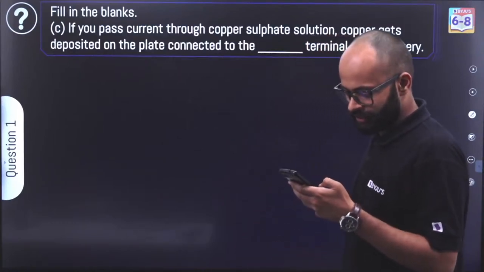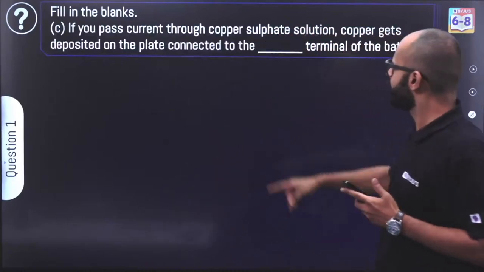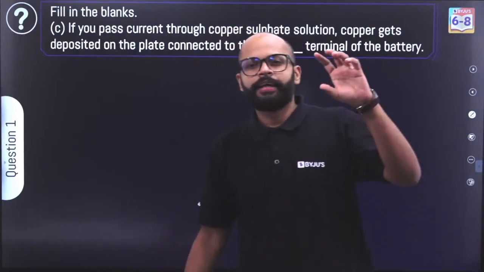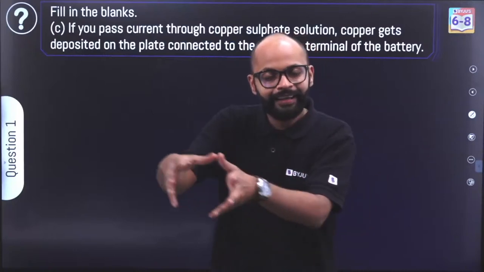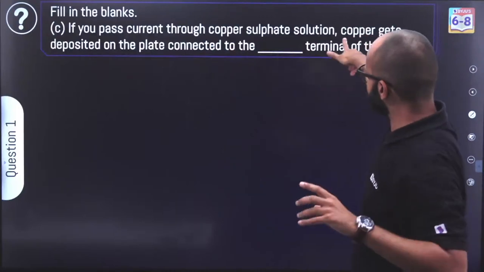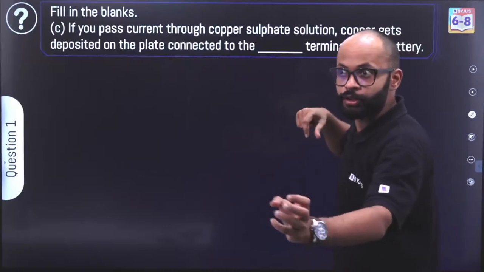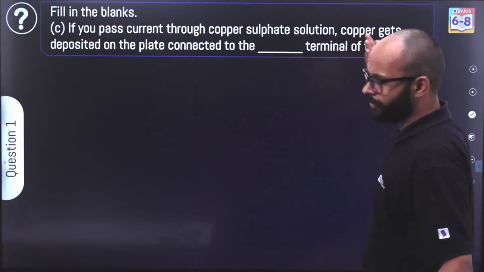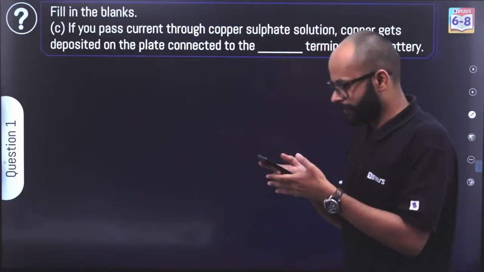Yes. Yeah, come on. Positive. Very good. Fine. Positive. Because, see, we have learned about electroplating. What happens in that? Metal from the negative electrode starts coming in the solution and then depositing on the positive terminal. So, we know that if you pass current through copper sulfate solution, achha sir, solution mein hona chahiye tha metal ka ion, yaani copper sulfate, Cu2+. Alright, copper gets deposited on the plate connected to the dash terminal of the battery. You are right, positive terminal. Electroplating, we have learned about all these things. Very good. Positive.